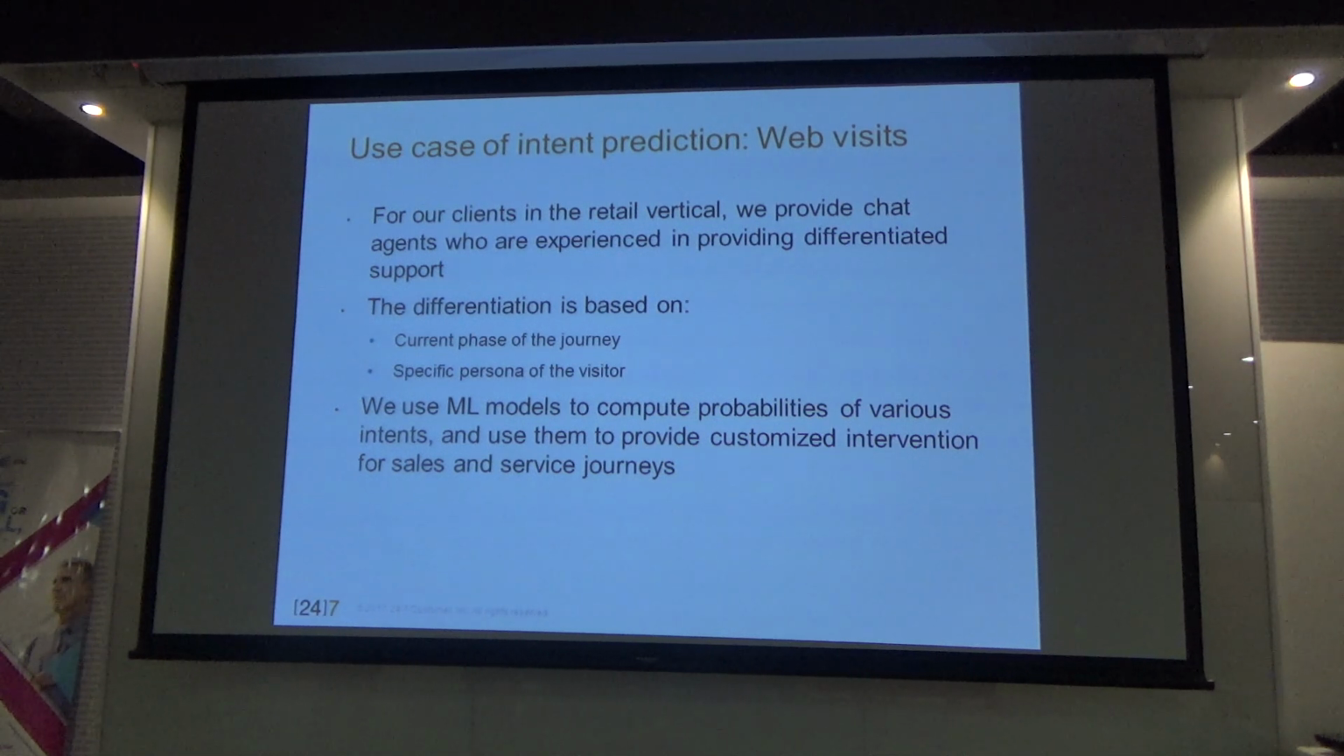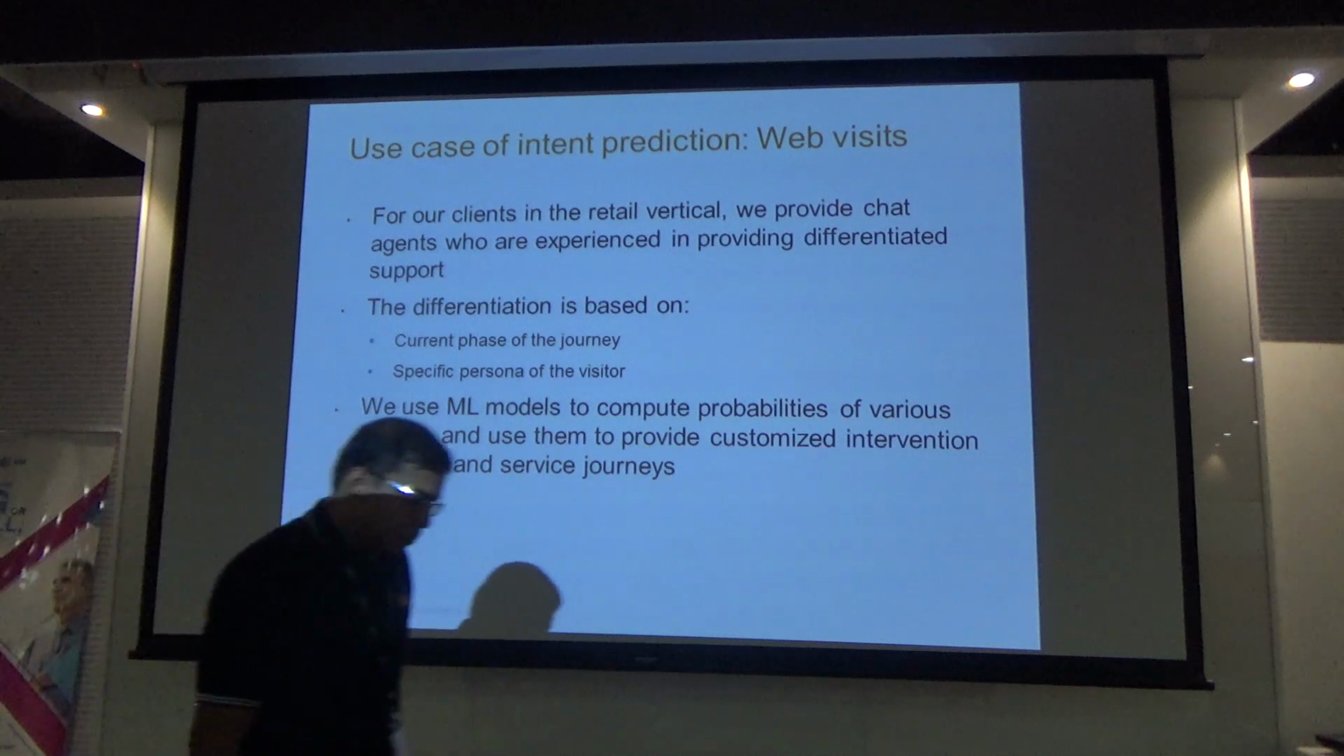This happens in pretty much every vertical. The journey may not look like this, but there is a journey concept that is applicable to any vertical. If you can predict which phase of the journey you are in, along with the intent, that can help the customer support agent qualify the support and provide so-called differentiated support, because the agent can understand, okay, this is what you need at this moment and not the other thing, and so on. Right. So we compute probabilities.